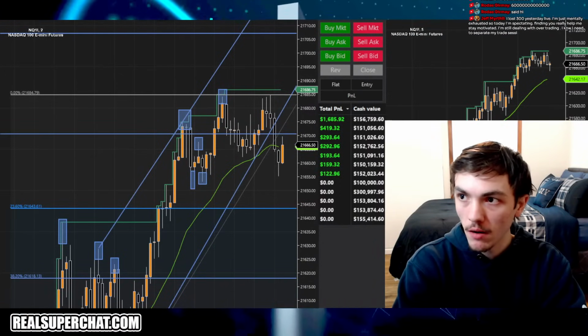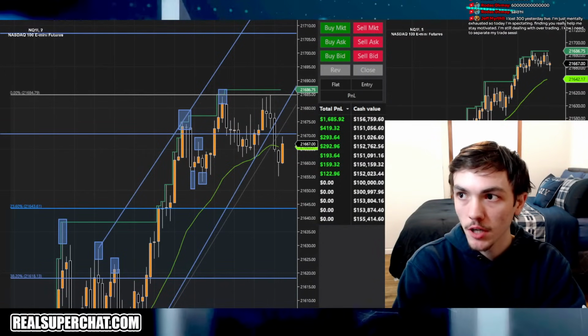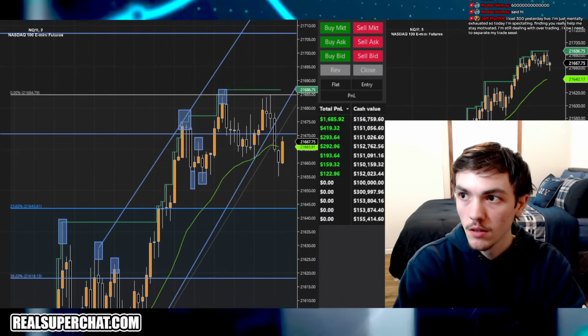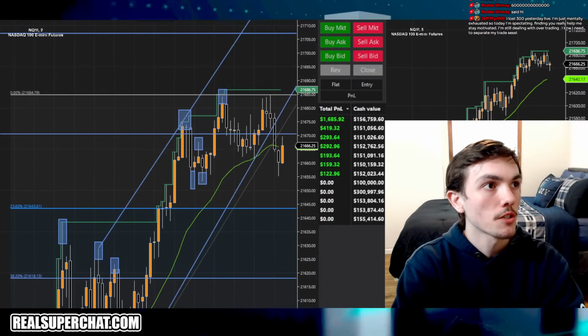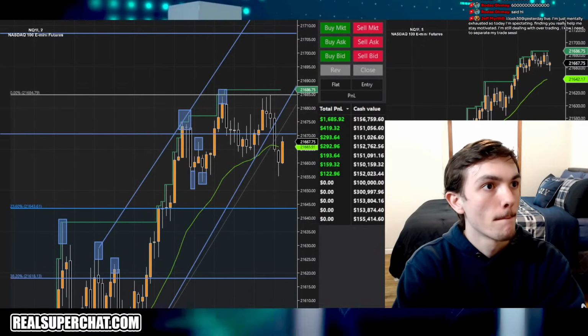Okay, we're getting a little bounce. It's trying to reclaim the 21 EMA, trying to bounce off, reclaim that pivot point at 21,670. Looking for this to create a lower high.